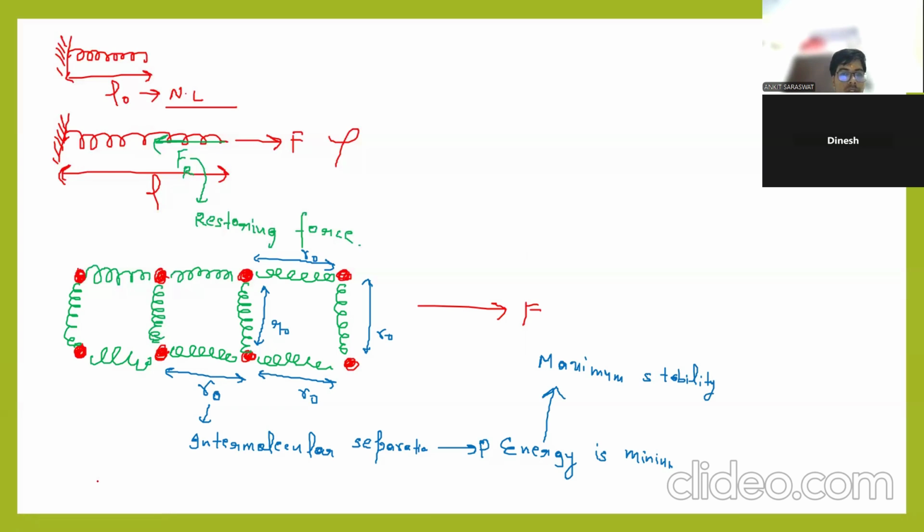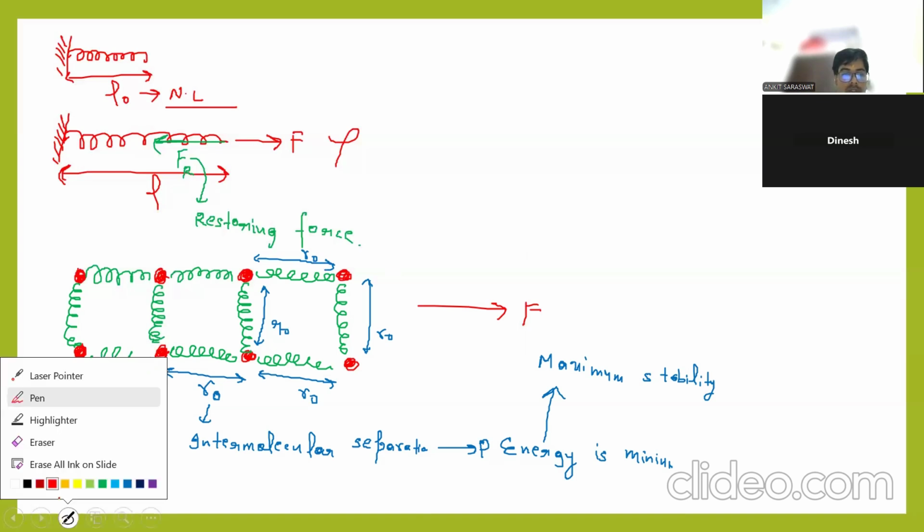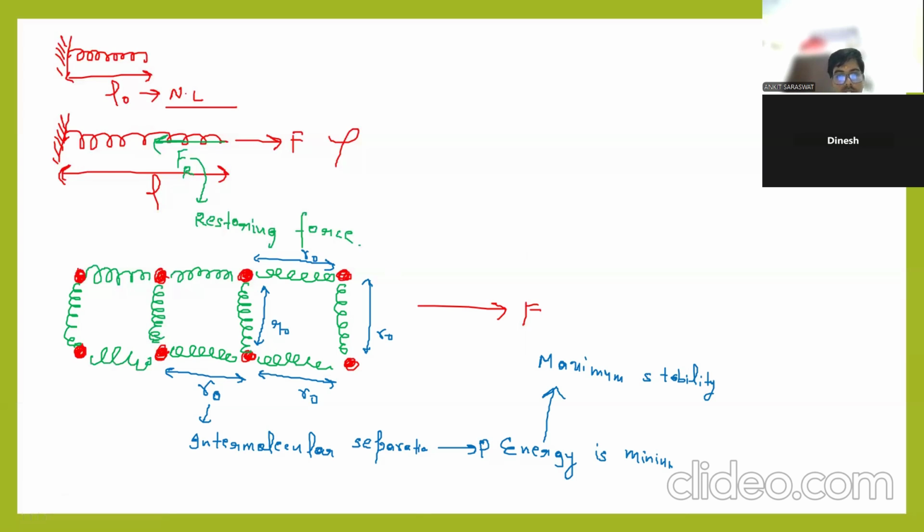So when you apply an external force, to gain stability again, the spring inside will elongate. There is an intermolecular force that will be like this. Understood?